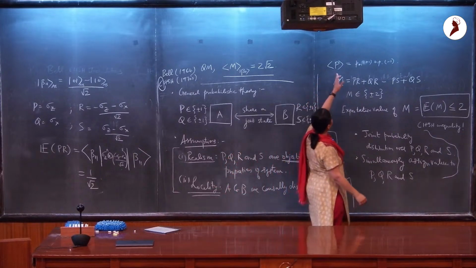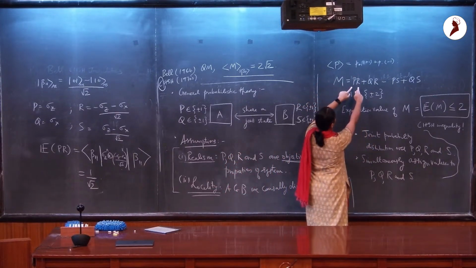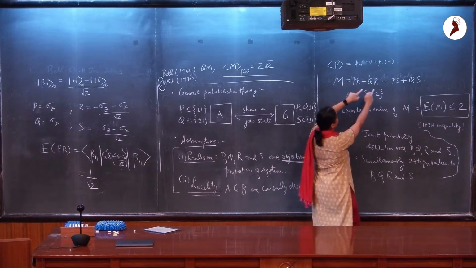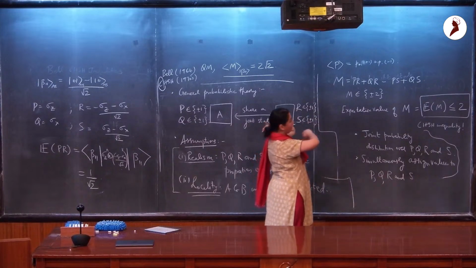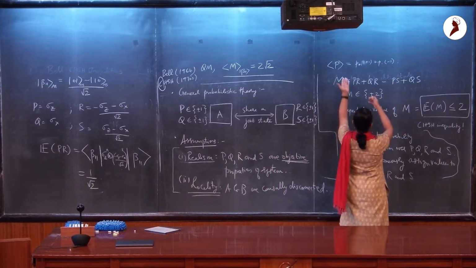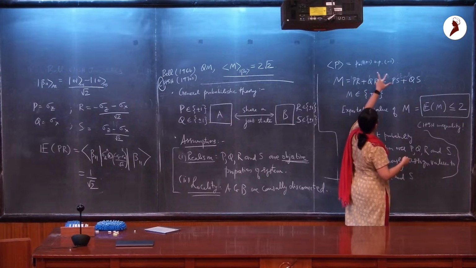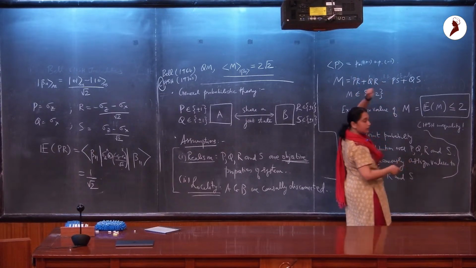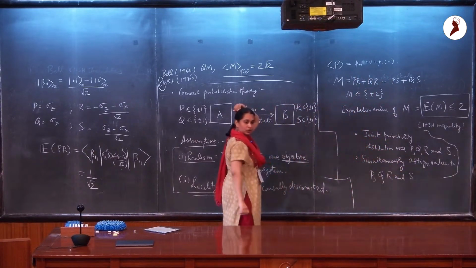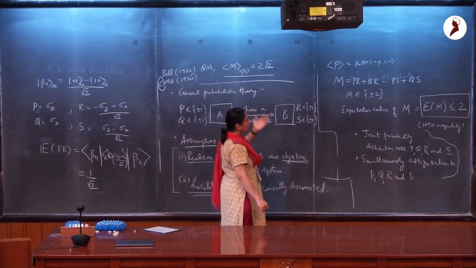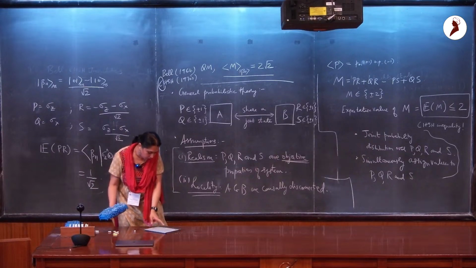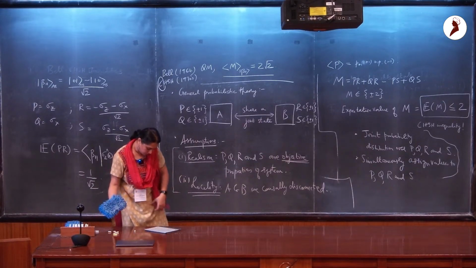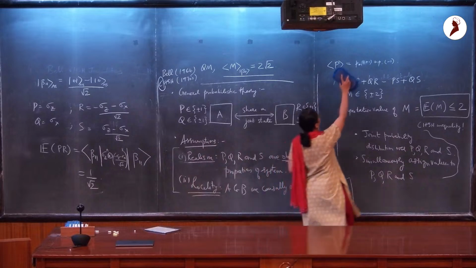Similarly, you write down the probability of the joint PR, QR, PS, QS, and then sum it all up. Because these observables can take only plus or minus 1 values, and you know that these are probabilities, you can put a bound on this. That's all.